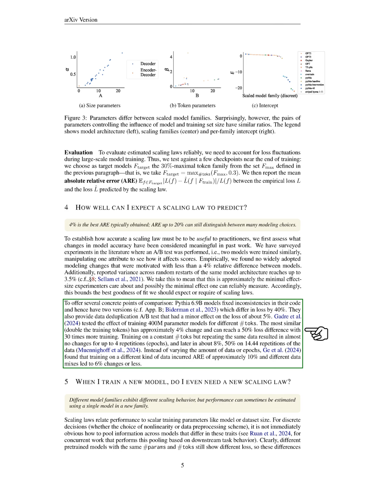For example, Pythia 6.9b models showed a 40% difference in loss due to code inconsistencies, while a data deduplication A/B test resulted in a minor 5% loss change. We also observed that training models with different amounts of data or epochs led to varying effects on loss, with some changes reaching up to 10% or more.